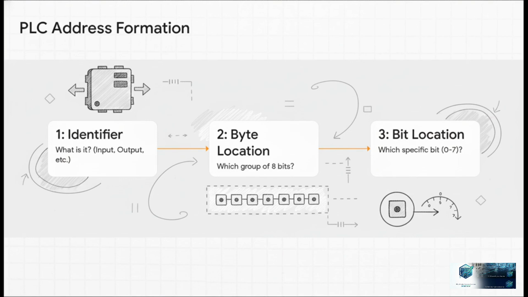So an address isn't just some random number. It's got a very specific structure. It tells the PLC 3 critical things. First, what type of thing is it? Is it an input or an output? That's the identifier. Second, which group of 8, which byte, is it in? And third, which specific bit, from 0 to 7, inside that byte are we actually talking about?